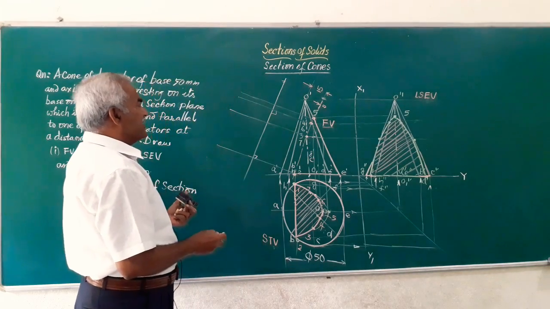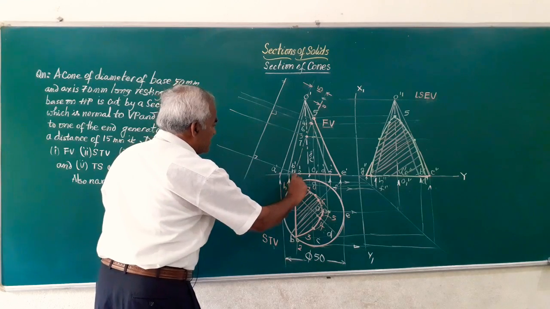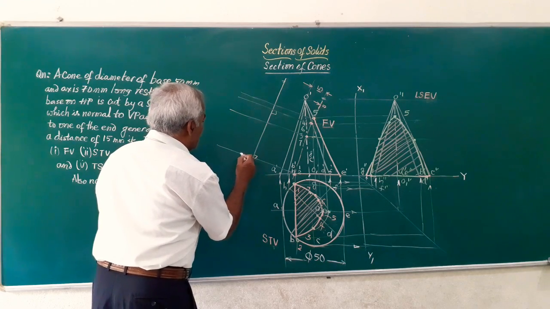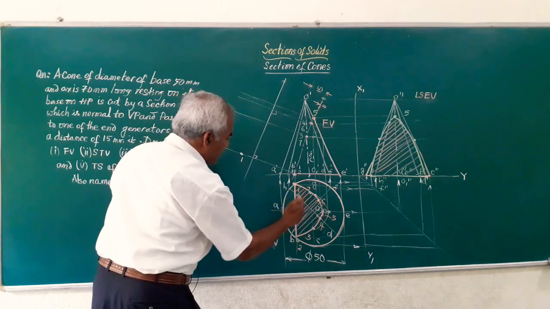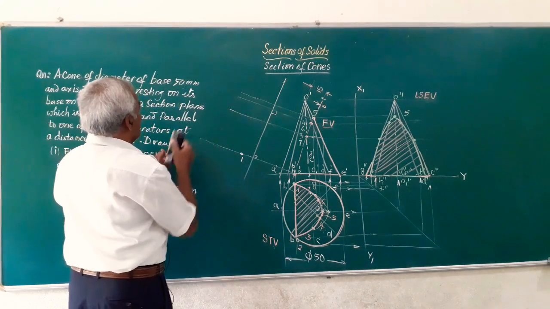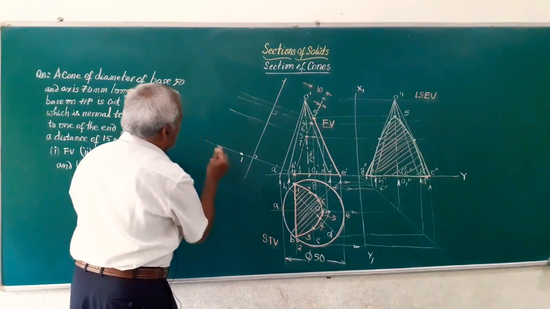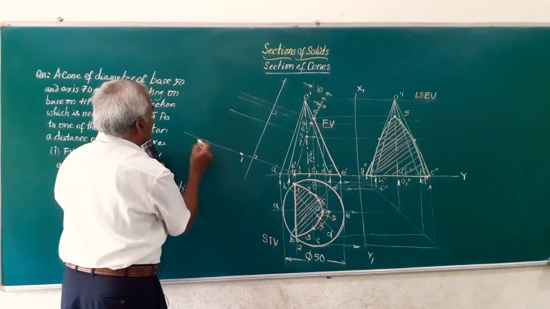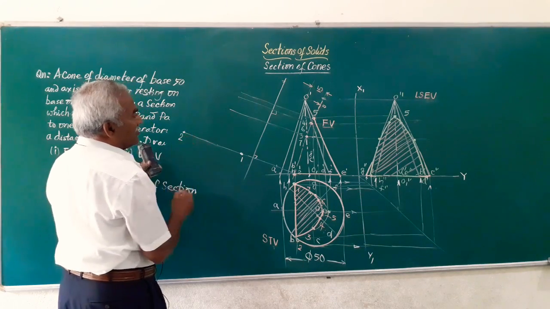Friends, how to get the true shape now? Point 1 is here, so take this distance, mark here, you get this as point 1, and this point 2 is here, take the distance between 1 and 2 to be marked here. So I will get, say, this is the point 2, 1, 2 you have got.